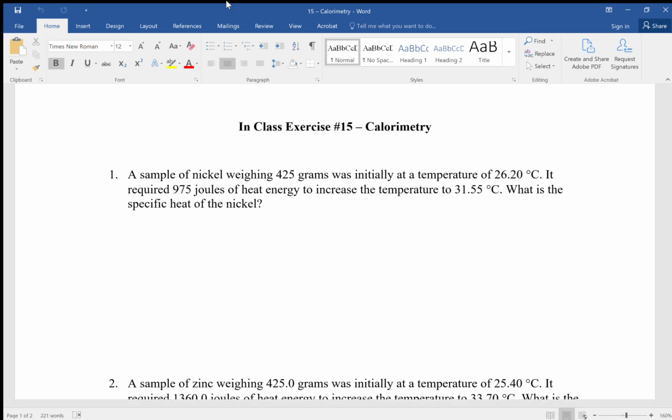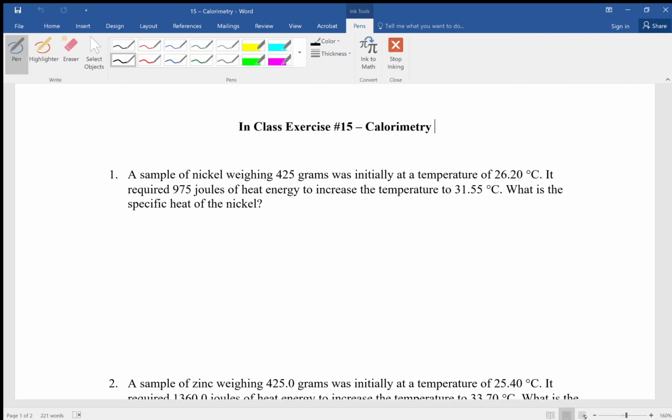So the majority of these problems here primarily deal with the mc delta T equation. And we're going to start out with some fairly simple situations and then work our way to more complicated situations.